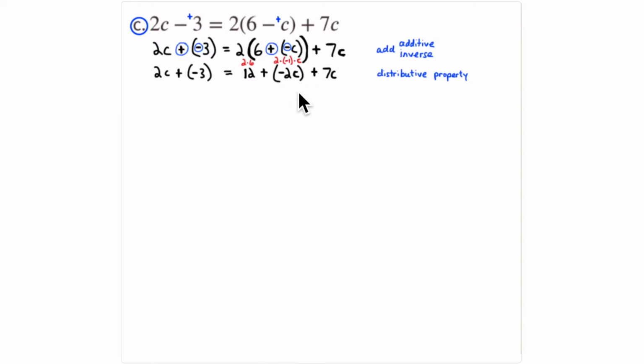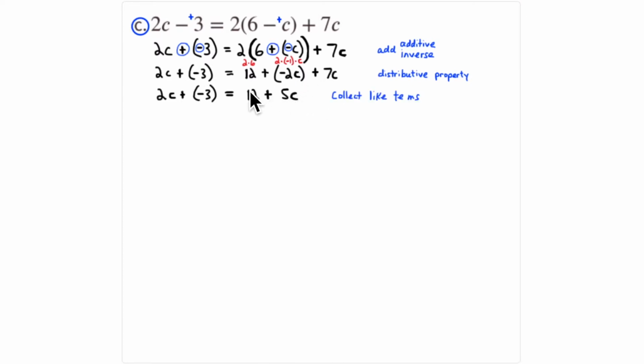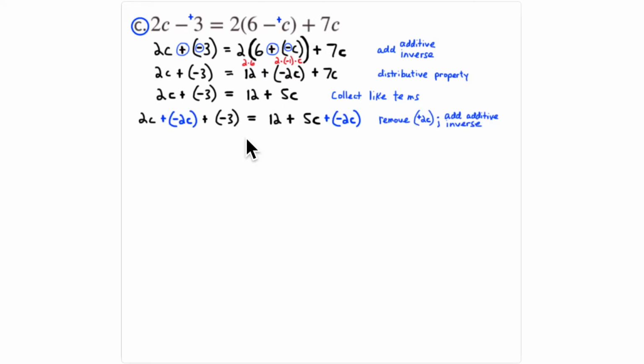So 7 plus a negative 2 is 5c, 12, negative 3, and 2c. So I collected the like terms. And now I'm going to remove the positive 2c from this side by adding a negative 2c. And so add a negative 2c here. So 5 plus a negative 2 is 3c.